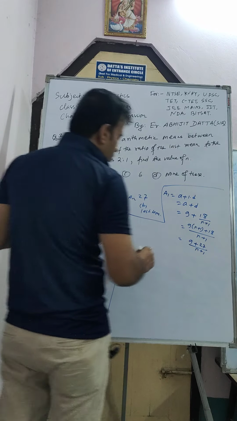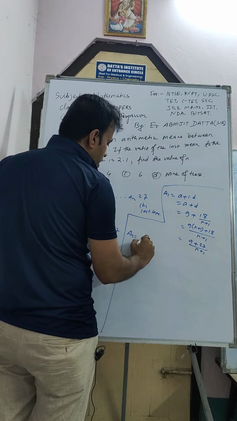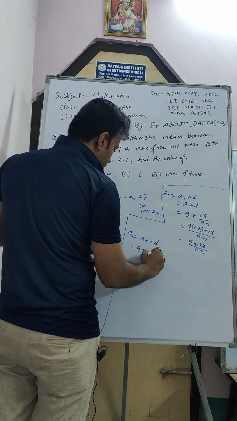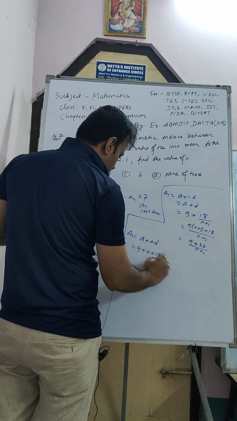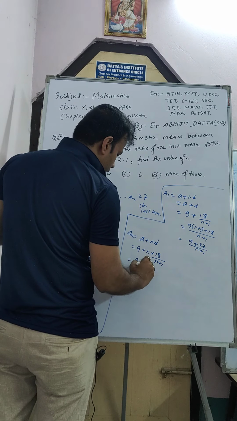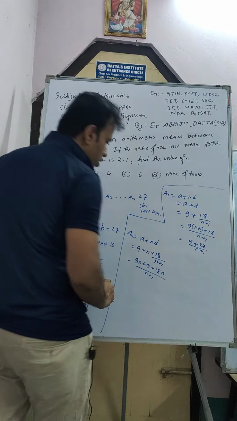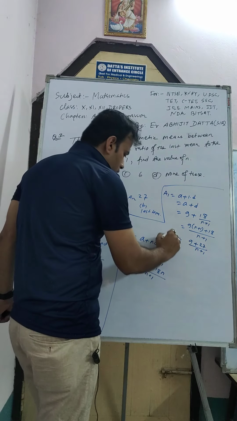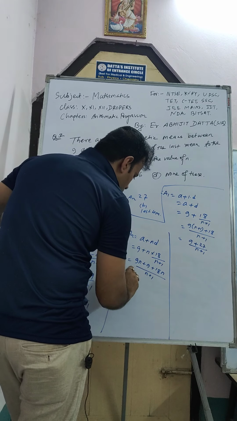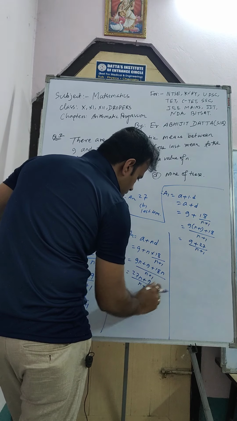Okay, fine. And an is a plus nd, right? A is 9, n is n, and d is 18 by n plus 1. If you multiply this, taking the LCM, there is 9n plus 9 plus 18n divided by n plus 1. So it will become (27n plus 9) by n plus 1.